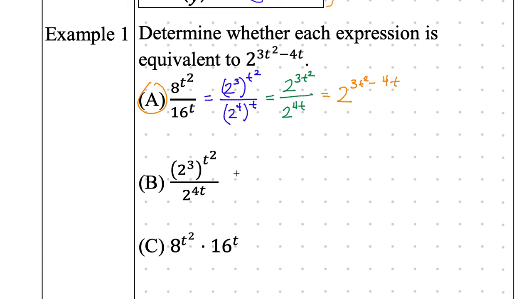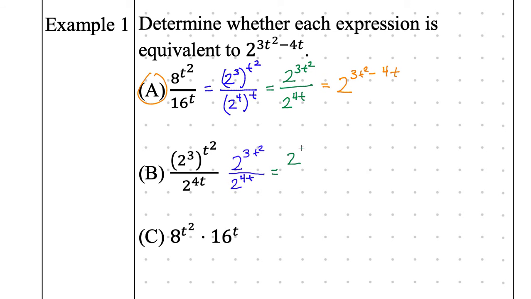Let's try this next one, b. So I have a power to the power, so this is going to be 2 to the power of 3t squared. The bottom can't really change anything, so 2 to the power of 4t. And then from there I'm going to subtract because I'm dividing the same bases. So this is going to be 2 to the power of 3t squared minus 4t. And hey, it's the same thing that we've been doing. So again, that is another answer.